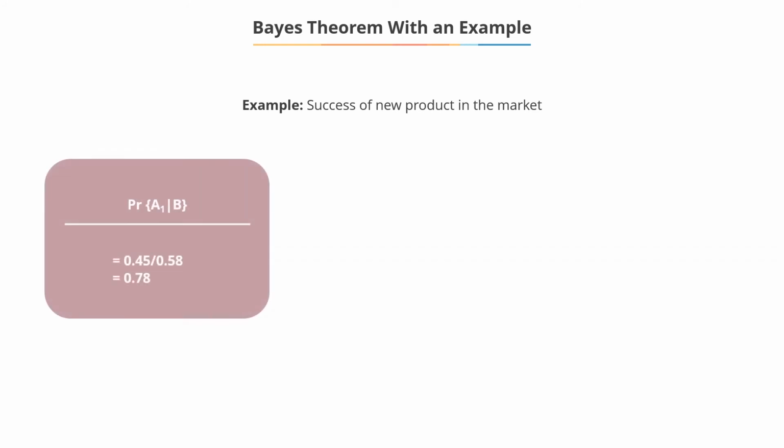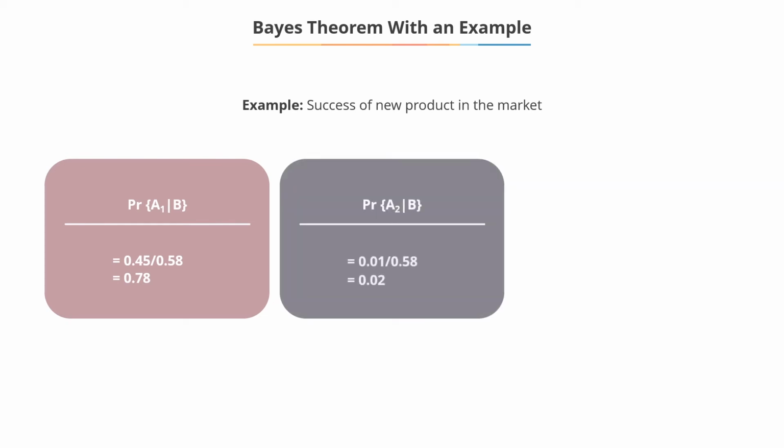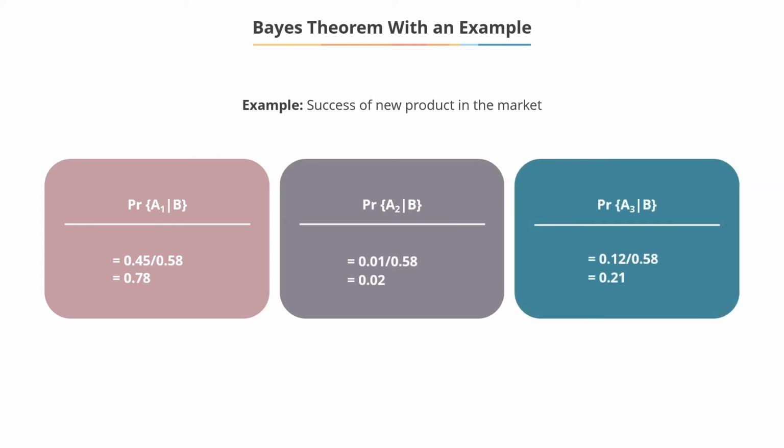P(A1|B) is equal to 0.45 by 0.58, which is 0.78. P(A2|B) is equal to 0.01 by 0.58, which is 0.02. P(A3|B) is equal to 0.12 by 0.58, which is 0.21. P(A3|B) equals 0.12 divided by 0.58, which is equal to 0.21.